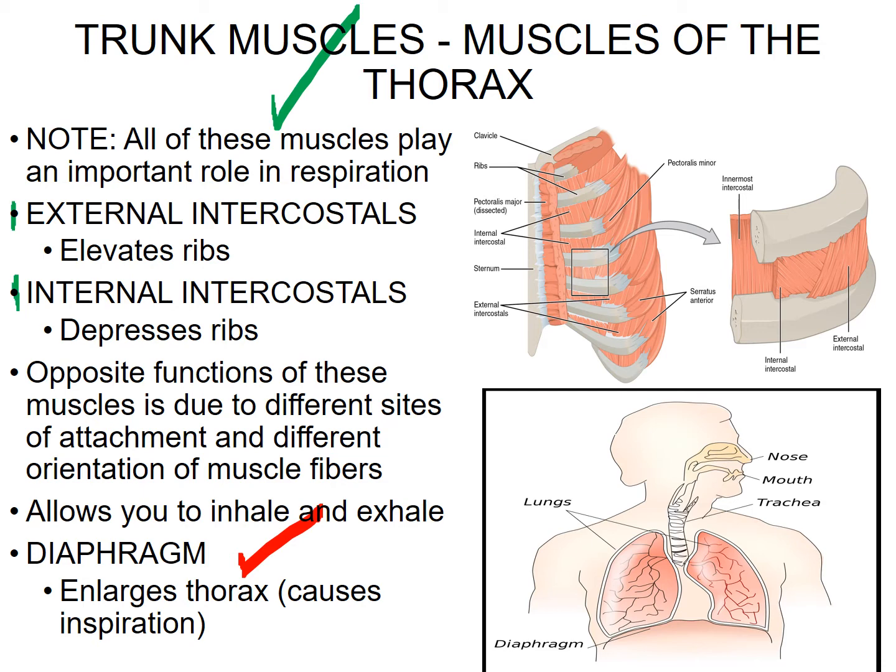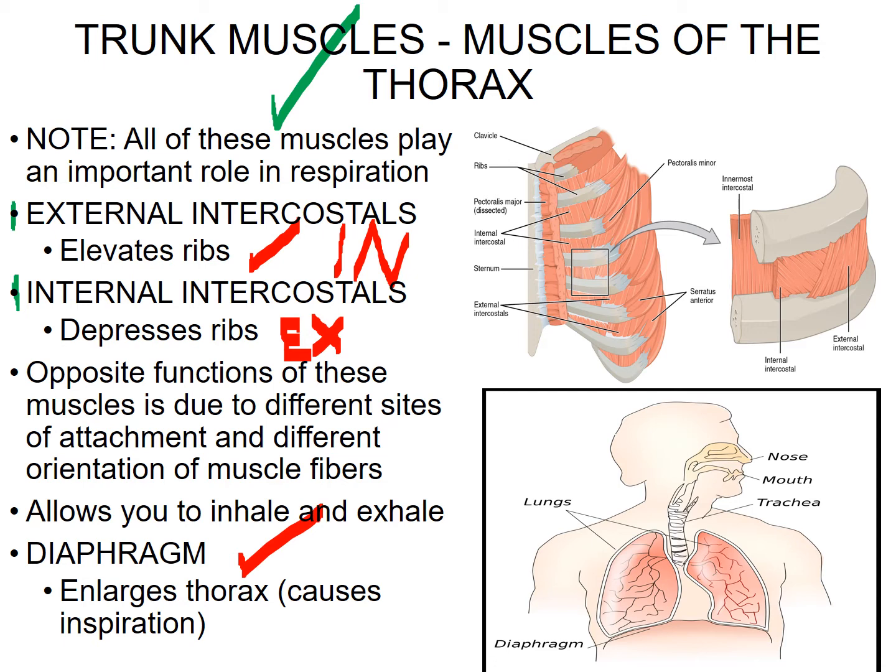So as you can see, the role of the external intercostals is to elevate your ribs. So this would be breathing in or inhaling. So they actually kind of separate the ribs, and then the internal intercostals will depress the ribs. So this would be our exhaling, where it collapses the ribs and brings them closer together.